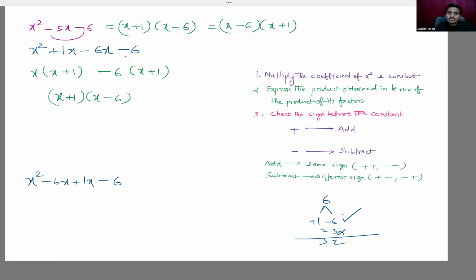So let me actually factorize this one. When you write -5x as this one, will we get the same answer? Let's check. So we take common from first two because we have done till here. X is common. What is left? X minus 6. Then x minus 6, write as it is.